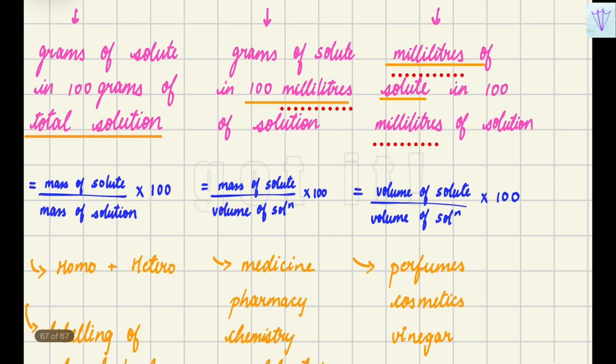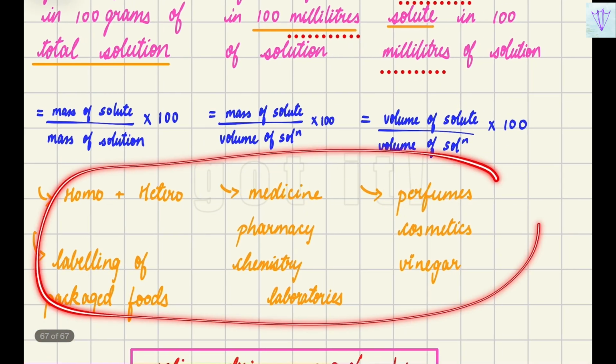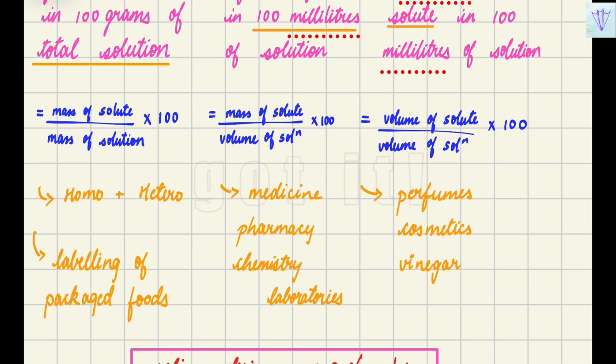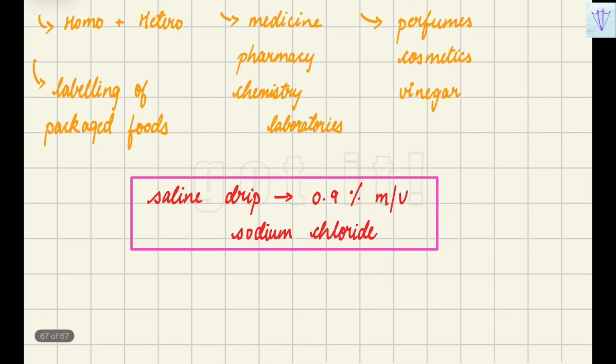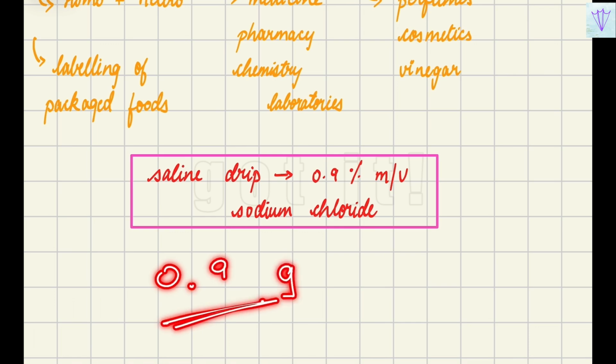Here is the formula of these three, and these are the uses of the three concentration terms. Now, when you have a saline drip, it is of the concentration 0.9% mass by volume, which means you have 0.9 grams of salt in 100 ml of the solution. It is of sodium chloride.